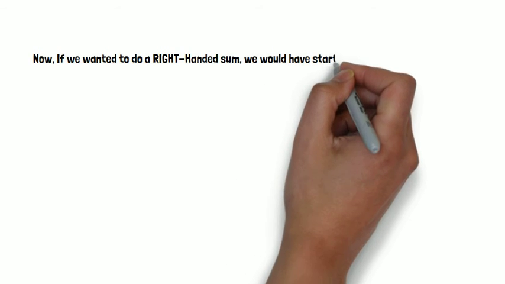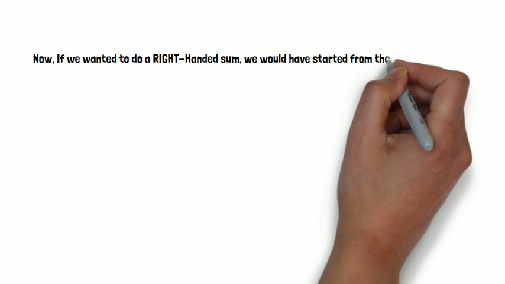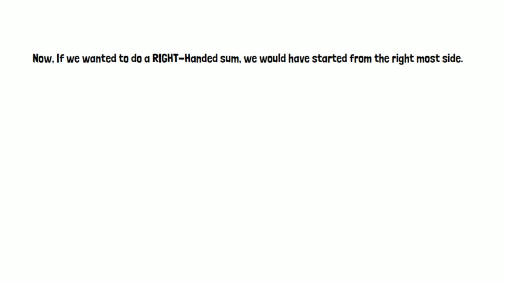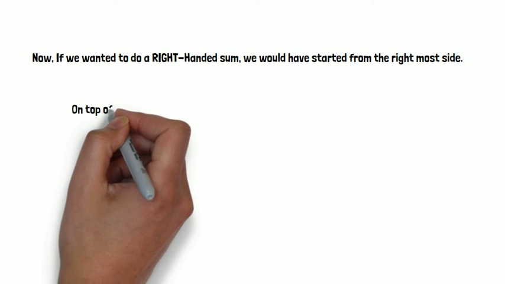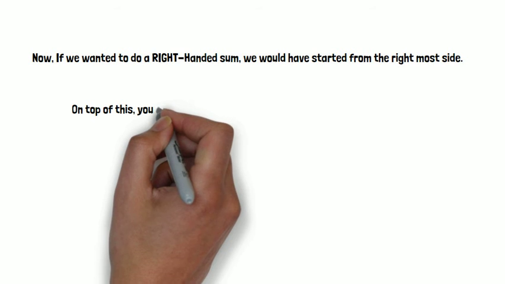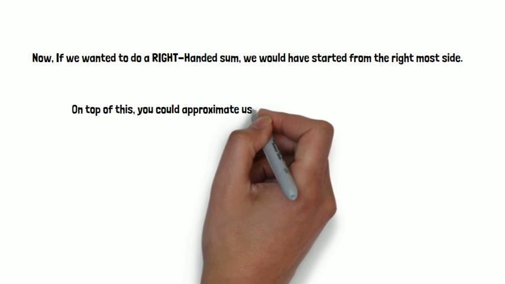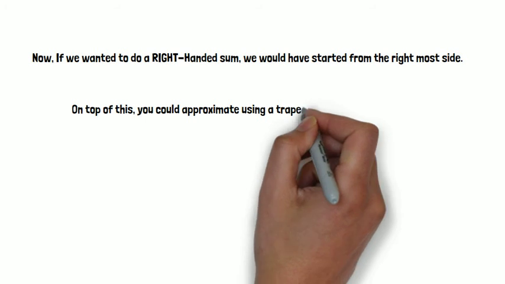Now, we could also do a right-handed sum, which in this case would over approximate the average. In the case we just saw, it obviously under approximated it because all the rectangles were under the graph. That's important.